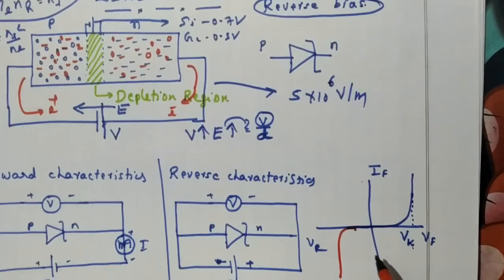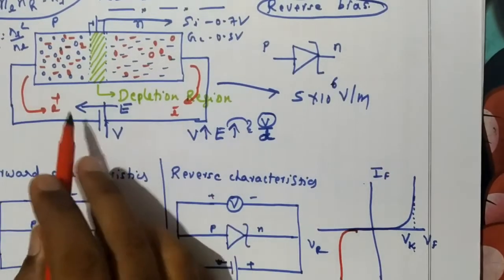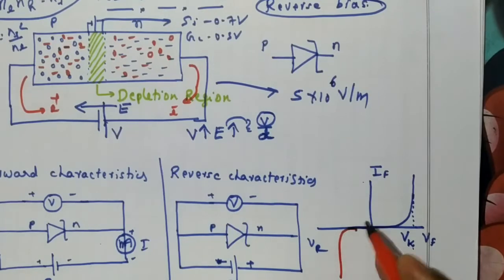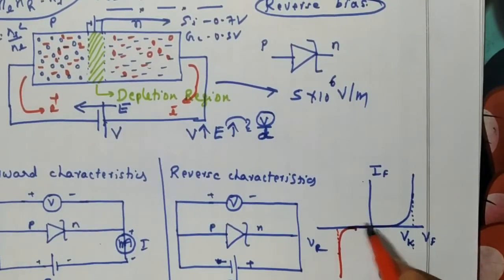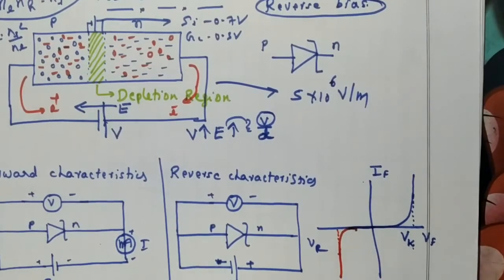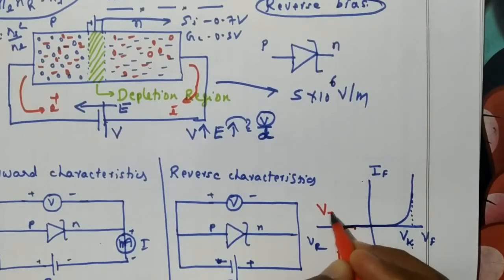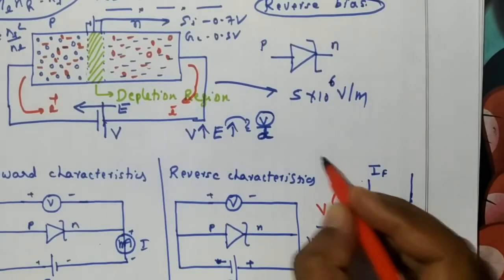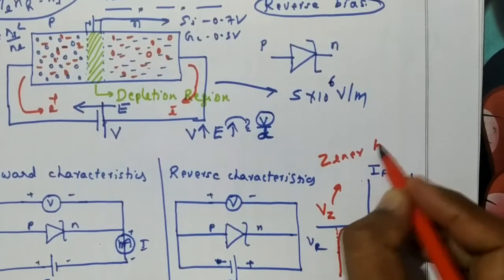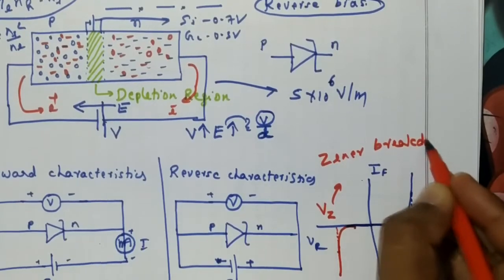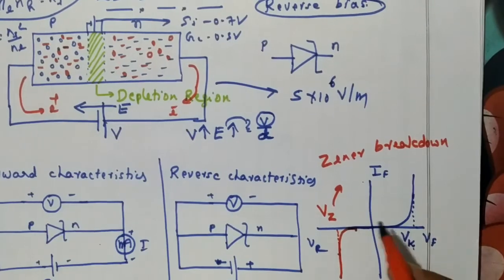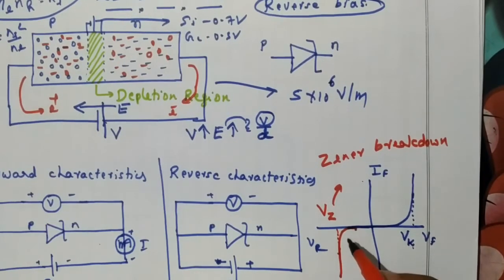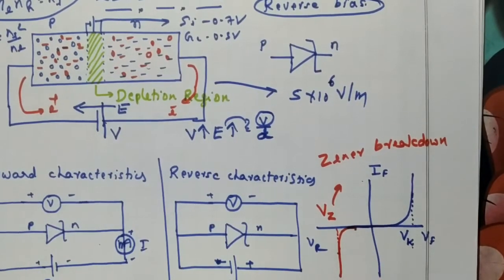Now, when the current increases, what about the voltage across the diode? It has to be constant. And this voltage across the Zener at which the current increases rapidly in reverse bias is called Zener breakdown. So once the diode attains Zener breakdown, the voltage across the diode is constant. But remember, the current is not the same.